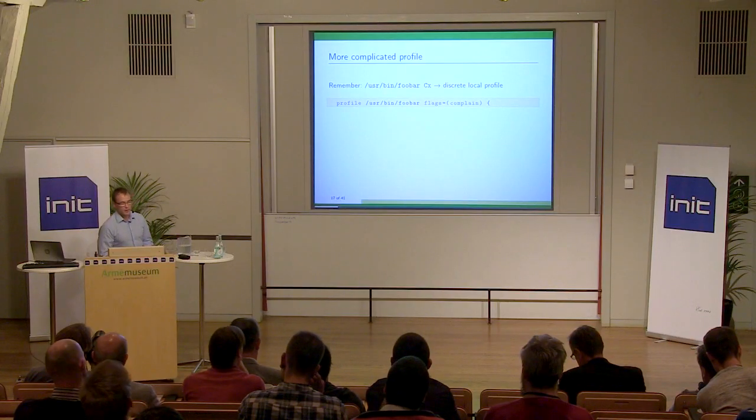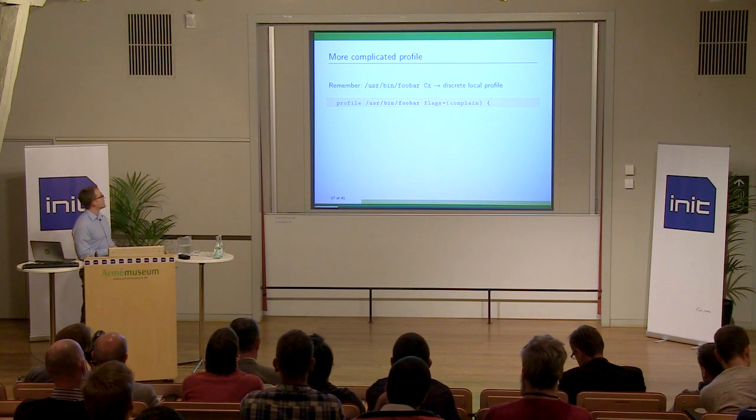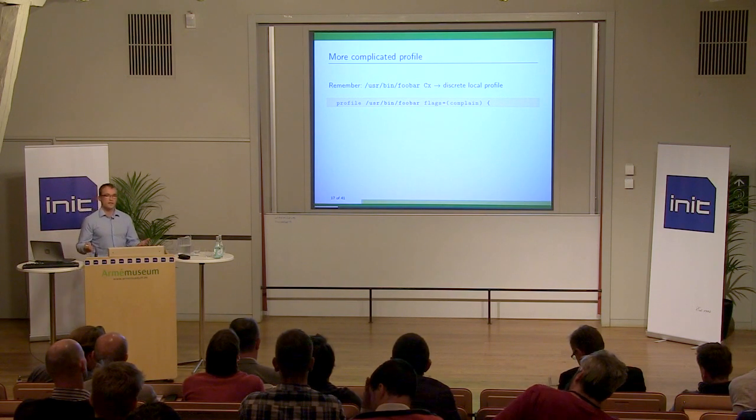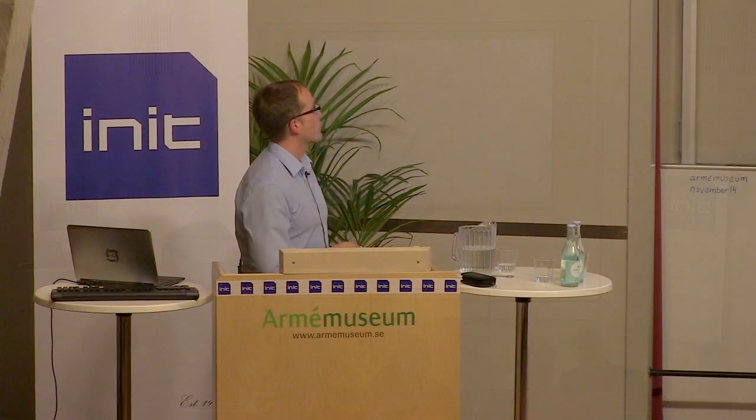So remember, we had a rule that allowed the execution of this binary with a discrete local profile. So we need this local profile, and we started with the keyword profile. This is something that you don't have to use, but you can use it to show that it's a profile. Specify the path, and then we specify some flags. And those flags can be used on any profile.